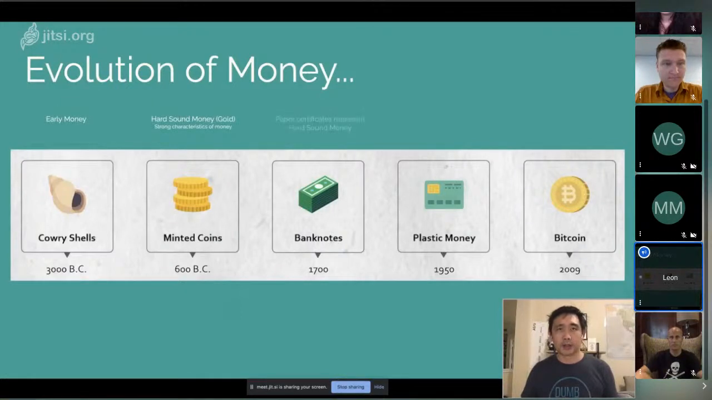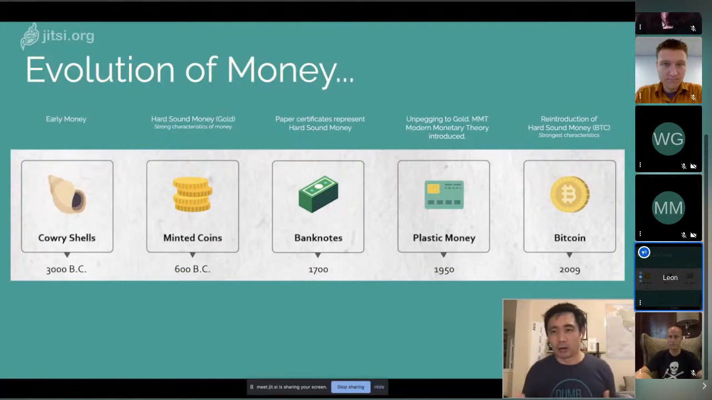And here's a quick evolution of money from early money to hard sound money. Then came the invention of paper notes, and that took about 400 years. And then the unpegging of gold, modern monetary theory introduced, and now we're kind of in the era of cryptocurrencies.